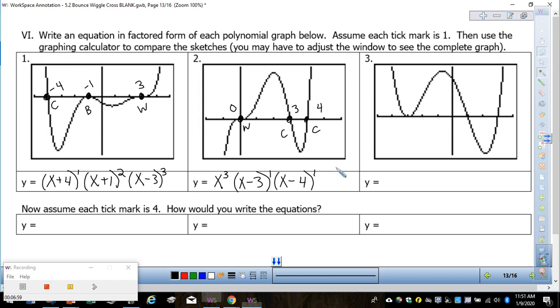Okay, so again, I want you to pause this. This is what we would do in class. I want you to try the third one on your own, and then restart the video after you tried it.